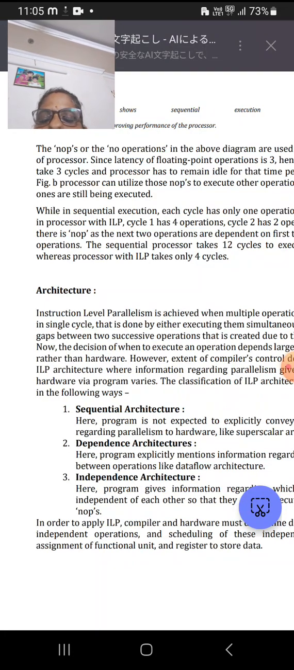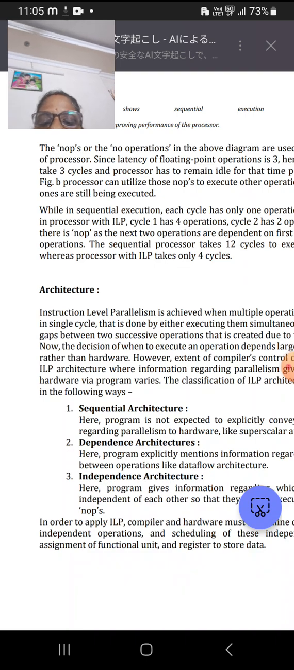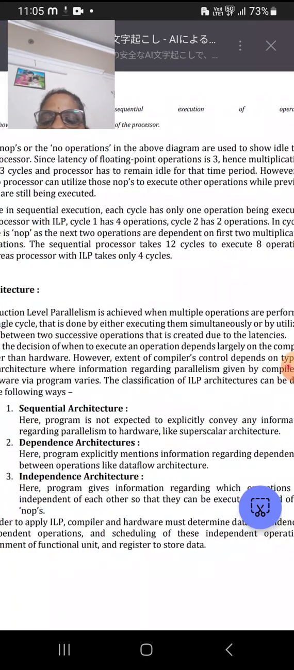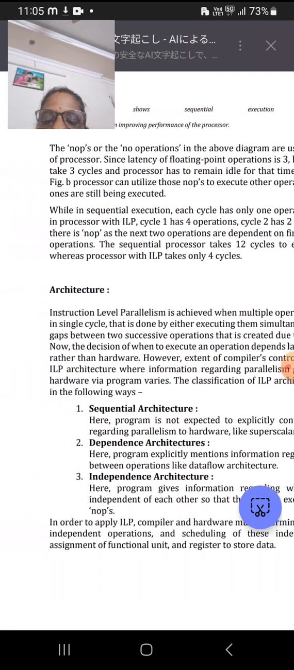There is a classification of instruction level parallelism: sequential architecture, dependence architecture, and independence architecture. Sequential architecture is not expected to explicitly convey any information regarding parallelism; the hardware handles it, as in superscalar architecture. Dependence architecture mentions information regarding dependencies between operations, based on data flow. In independence architecture, the programmer gives information regarding which operations are independent of each other.